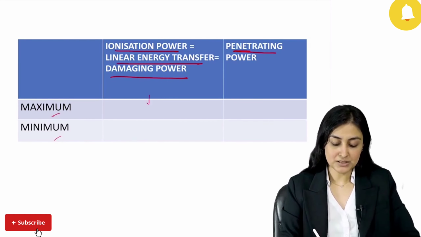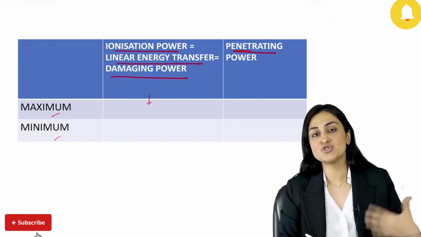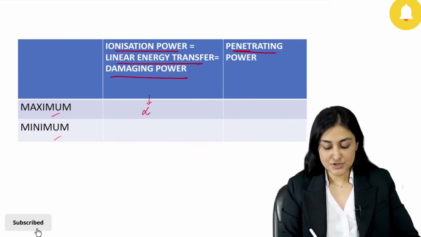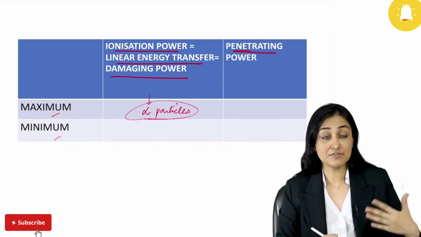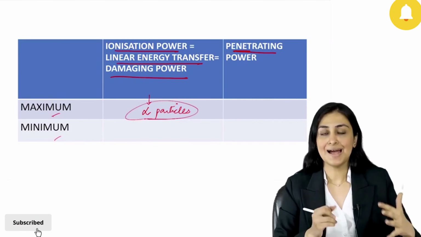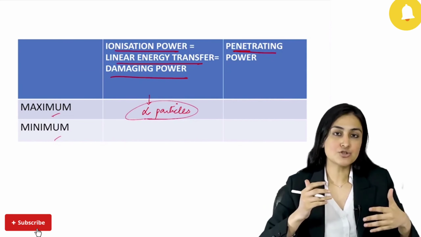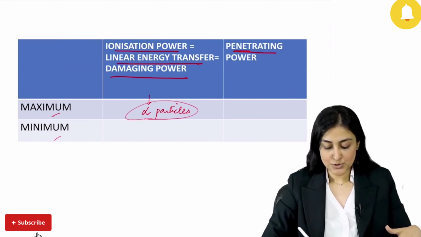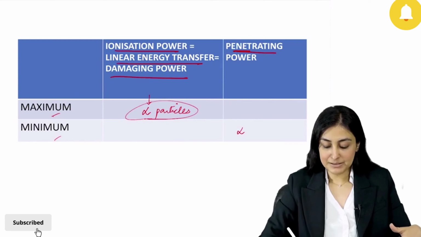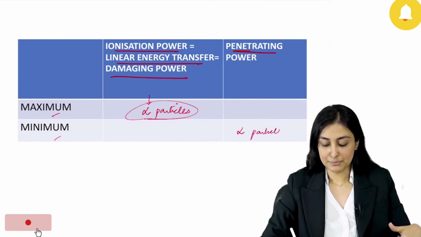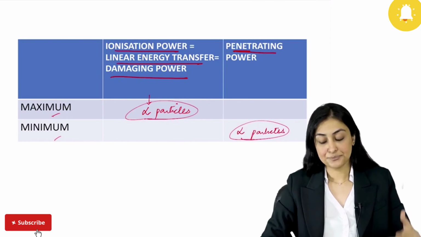So what are the particles which have the maximum damaging or ionization power? It's going to be the alpha particles. They have the maximum damaging power, and because they are so heavy, do you think they're going to be able to penetrate too much? No. So that also explains why they have the minimum penetrating power, right?